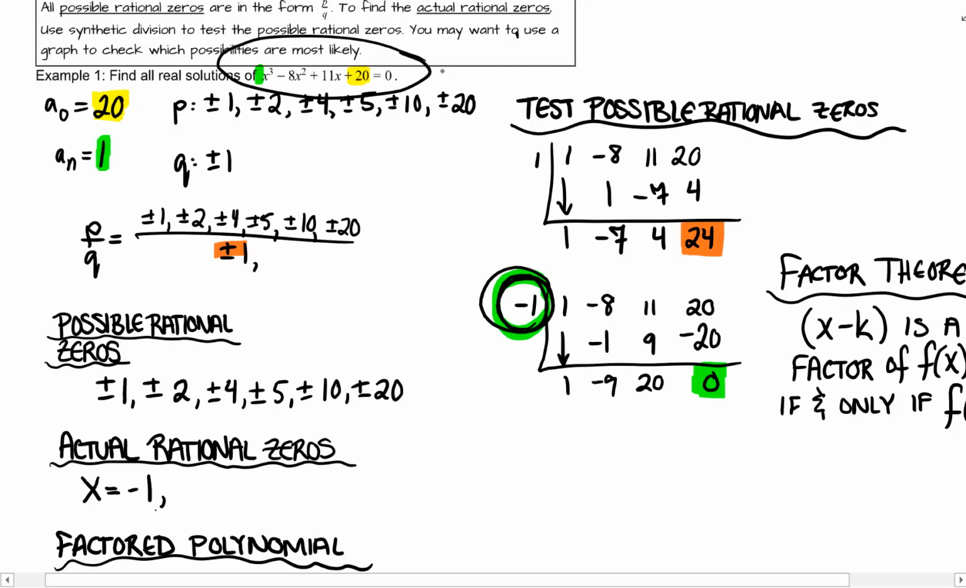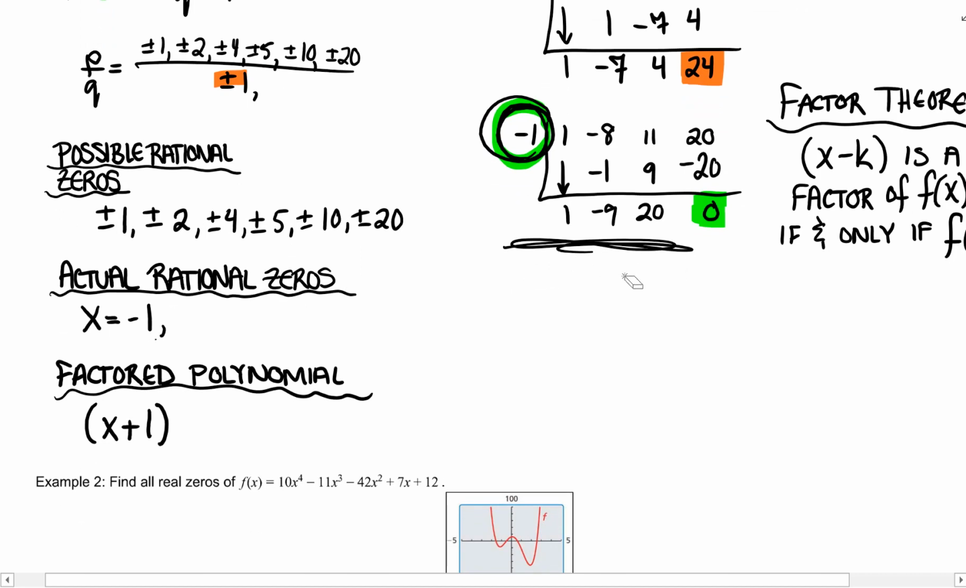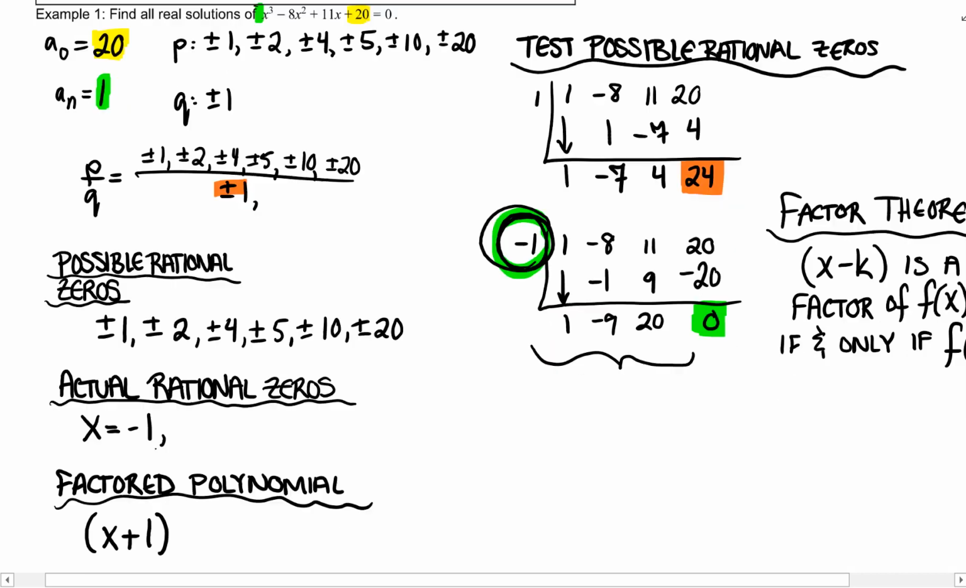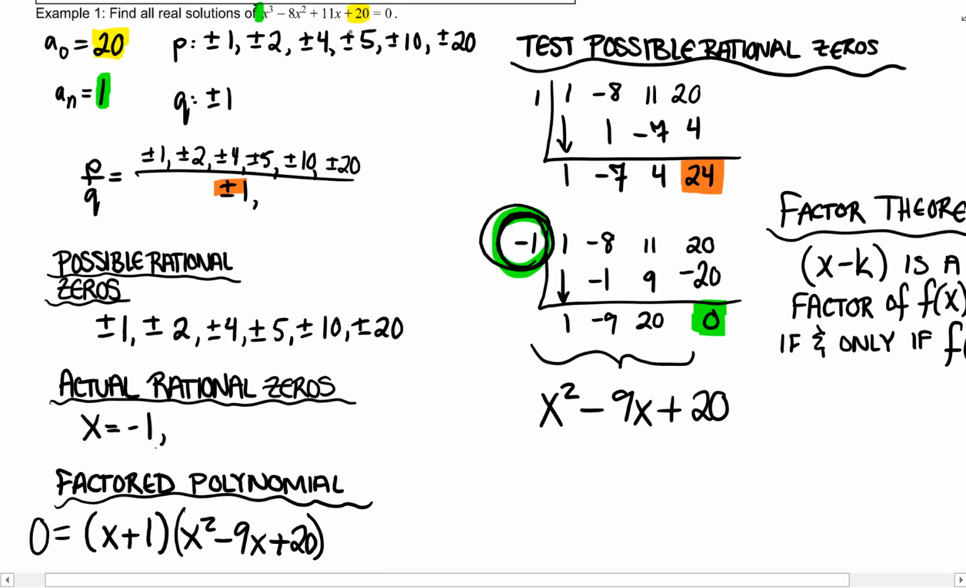We use the rational zeros test because this was not easily factorable. But now the resulting coefficients are of a quadratic polynomial, and we know how to solve quadratics. So what is the resulting polynomial, the quotient polynomial here? Well, remember the power is down 1 from what it was before, and it was x cubed to begin with, so the quotient will have x squared as its degree: 1x squared minus 9 times x plus 20. So x plus 1 times this quadratic will give me the original starting polynomial.